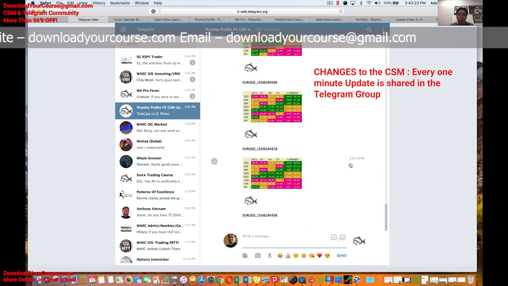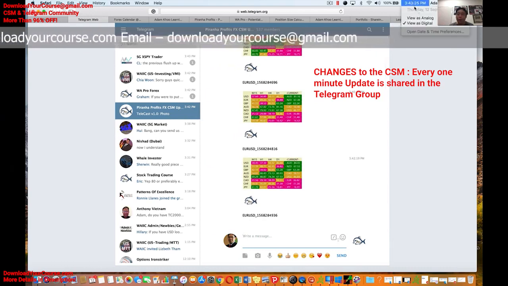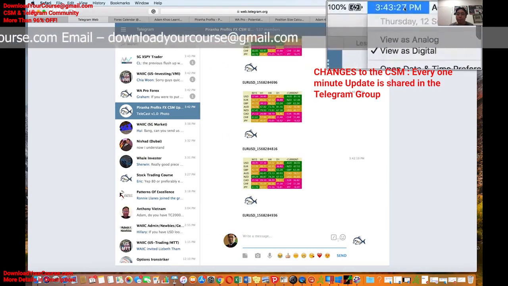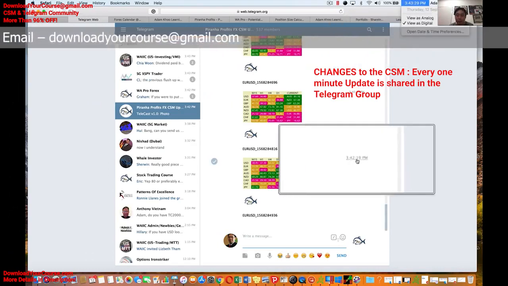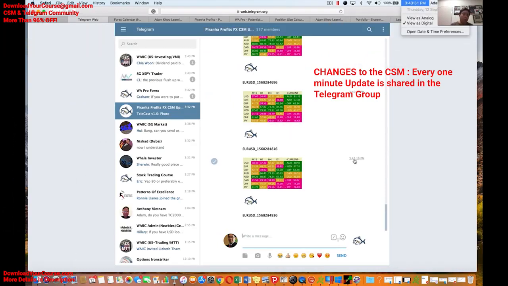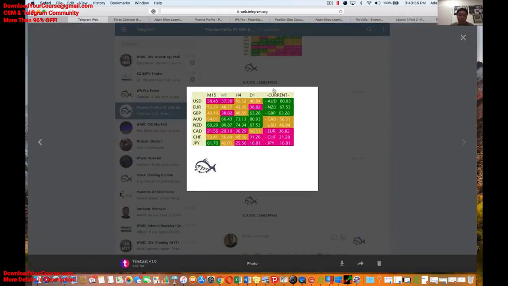So let me just show you this. Right now is 3:43 p.m. You can see that the last alert was 3:42. So every 2 minutes it will give you an update. So this is what the currency strength meter looks like, okay? And it will tell you which are the strong currencies and which are the weak currencies relative to the other currencies, right? So notice that all the currencies are given a value of strength.